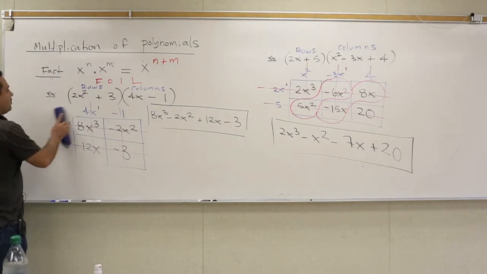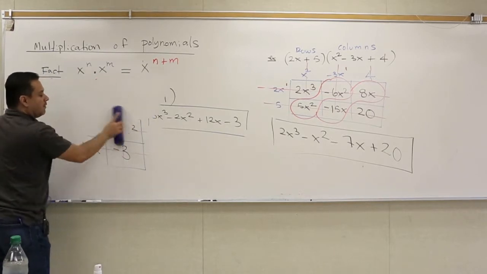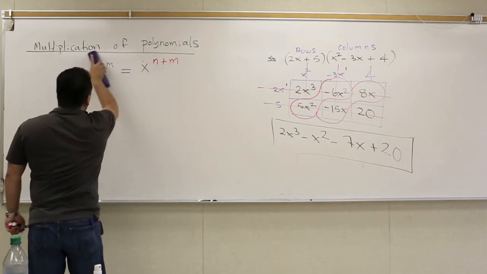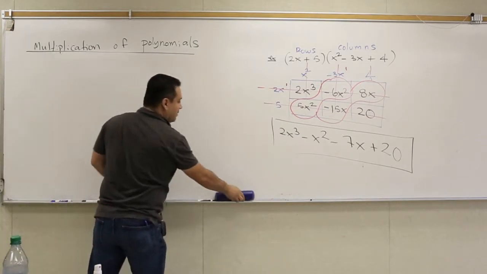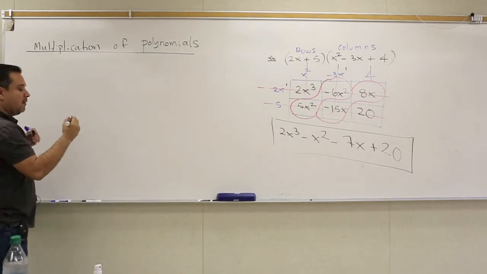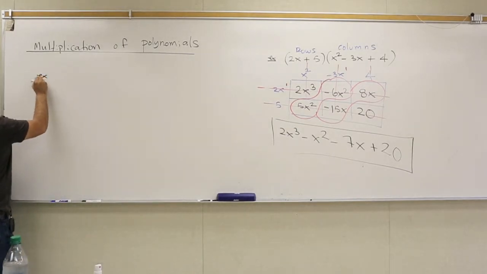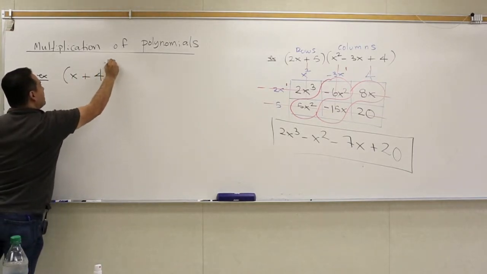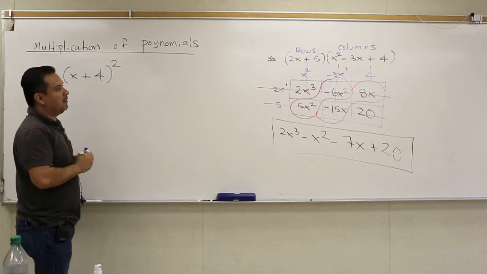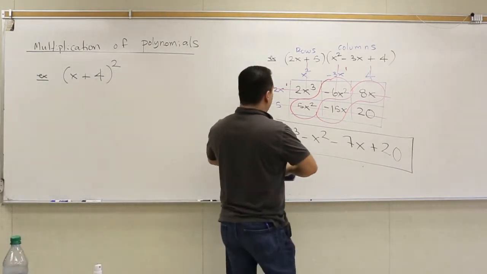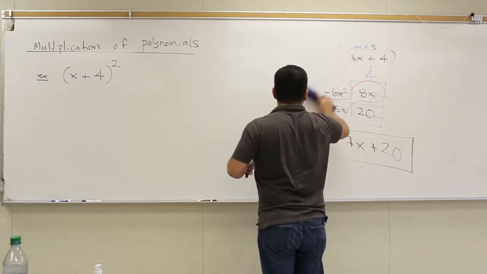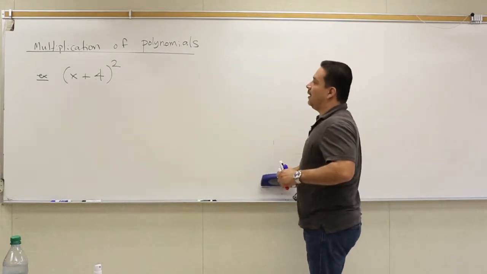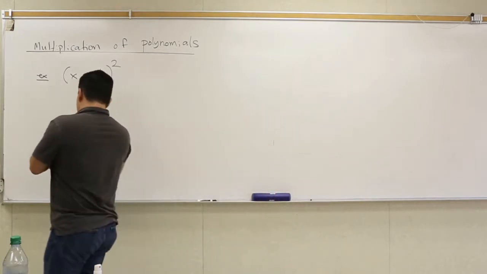Should we do some easy ones or harder ones? How about this? See if you're awake. What if they gave you, we'll start with an easy one, x plus 4 squared. Anybody know what that means? x plus 4 squared. You guys know what that means?